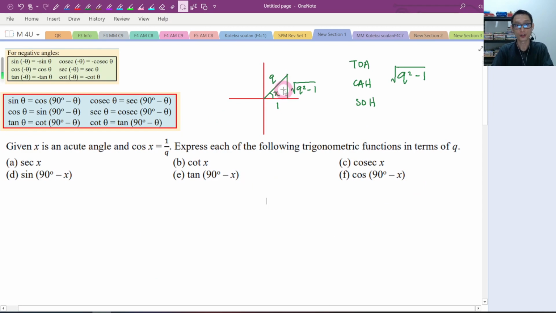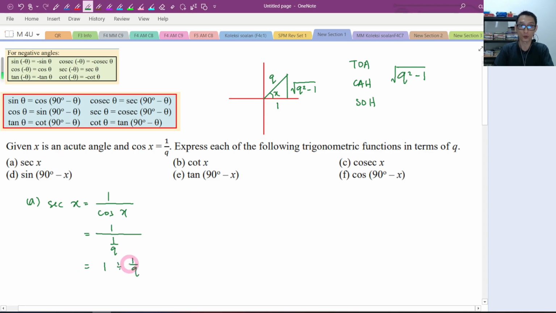Once you have drawn this diagram, it will be very easy for us to get the answer for all of this. Secant x is 1 over cosine x, right? 1 over cosine x is equal to 1 over 1 over q, which is 1 divided by 1 over q, right?